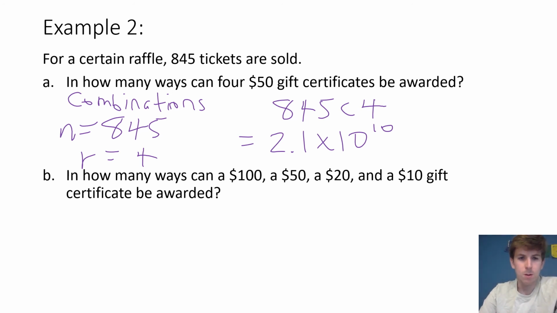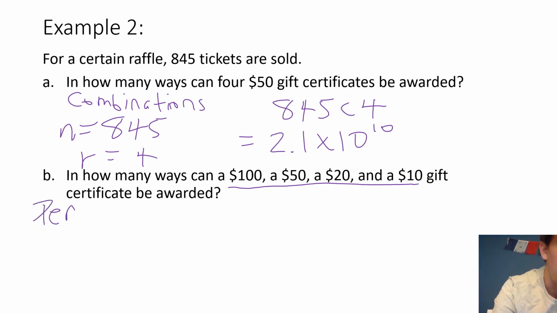The next example: in how many ways can a $100, a $50, a $20, and a $10 gift certificate be awarded? Here, each prize is unique, so the order does matter. Getting the $100 is different than getting the $10, as opposed to up here, where they're all the exact same. Getting any one is all the same. So that's going to indicate this is going to be permutations.